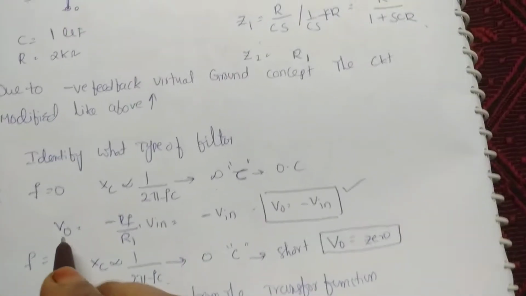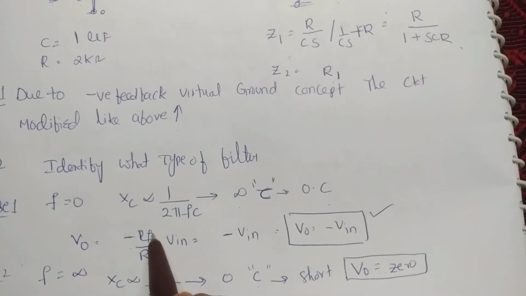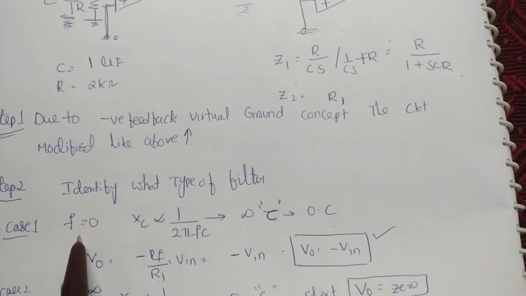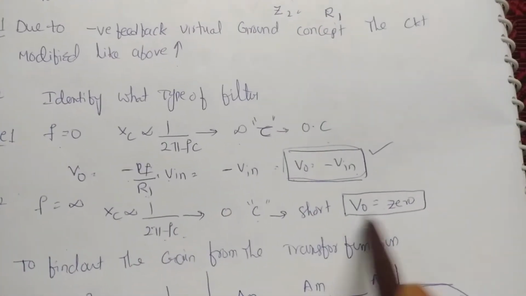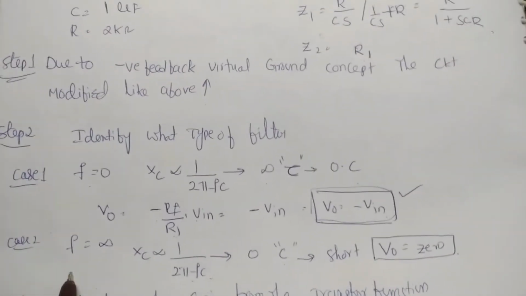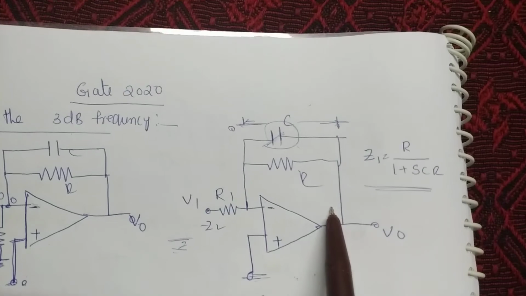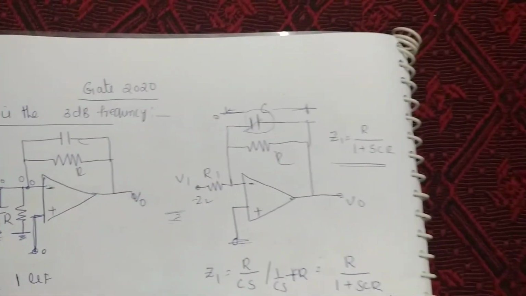So this is the inverting amplifier. What is the gain? V0 equal to minus RF by R1 into VI, if you know the concept. When the frequency is 0, the output V0 equals VI in magnitude. At higher frequencies, the output voltage is 0, meaning higher frequencies are not allowed through the circuit. It allows only lower frequencies. So by using this concept, we can say that the circuit is a low pass filter.